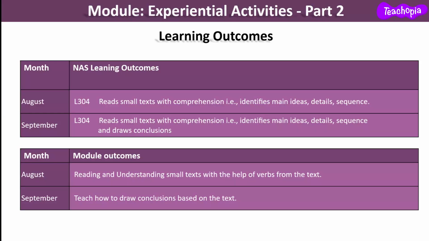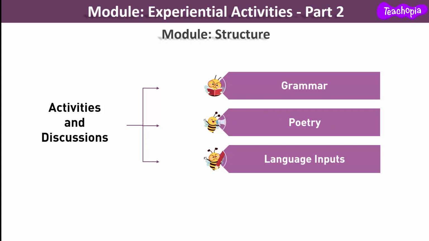These are the learning outcomes used in the National Assessment Survey and are monthly learning outcomes that are covered in the textbooks. The activities and concepts that we will be discussing today will be based on these. As we have already discussed, the concepts and activity ideas that we are going to explore will be from the categories of grammar, poetry, and language learning inputs to develop our own English speaking skills.